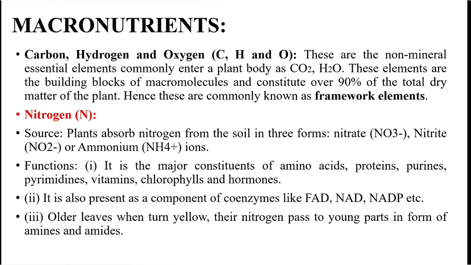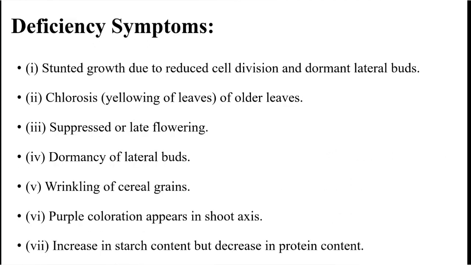Then function of nitrogen: it is a major constituent of amino acid, protein, purine, pyrimidine, vitamins, chlorophyll and hormone. It is also present as a component of coenzymes like FAD, NAD, NADP. When older leaves turn yellow, their nitrogen passes to young parts in the form of amines or amides.